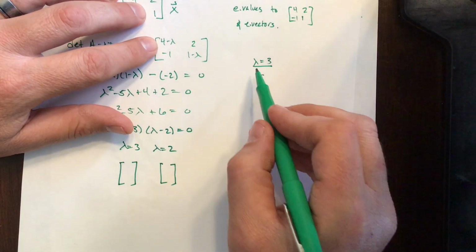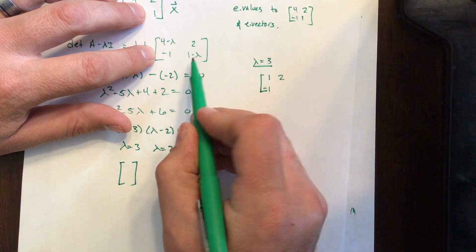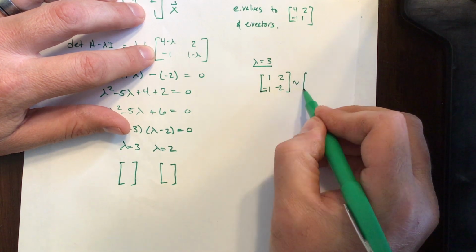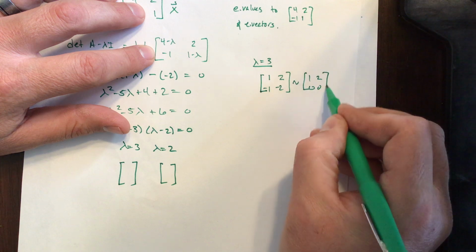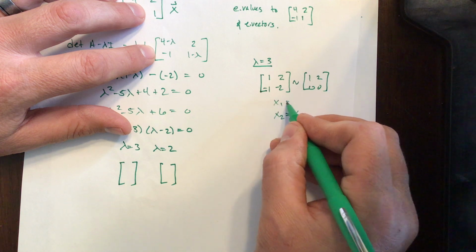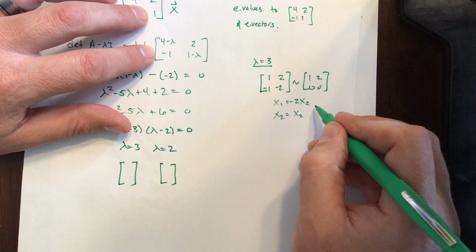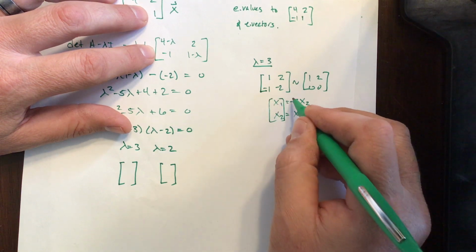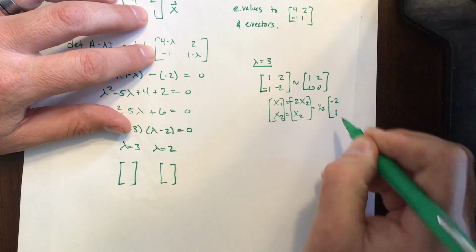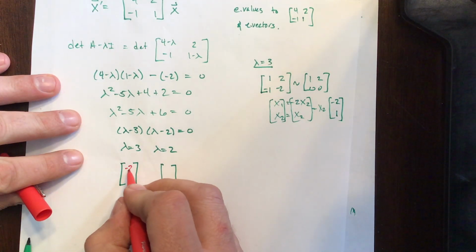that means A minus lambda I looks like 4 minus 3, which is 1, 2, negative 1. 1 minus 3 is negative 2. That row reduces to 1, 2, 0, 0. So x2 is a free variable, say it's equal to itself. x1 is equal to negative 2 x2. So the vector x1, x2 is equal to x2 times negative 2 and 1. So negative 2 and 1.